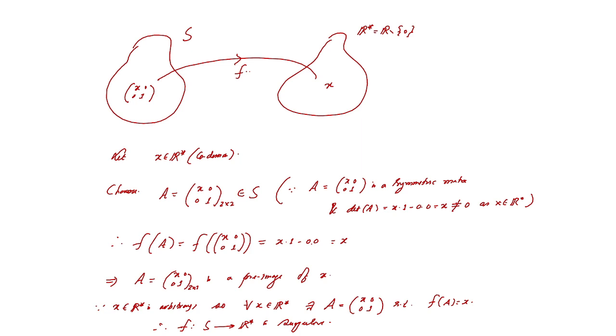That means we must show two elements in S, and the map of these two elements will be the same. That way we can show it is not injective. So for the second part, we have taken two elements. A equals [2, 0; 0, 1], and this is a symmetric matrix, determinant non-zero, so it belongs to S.